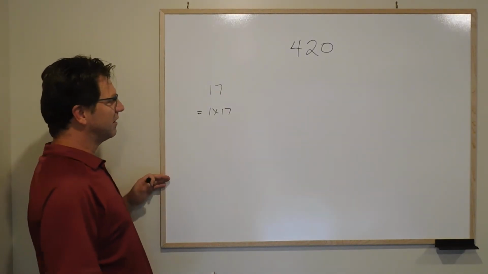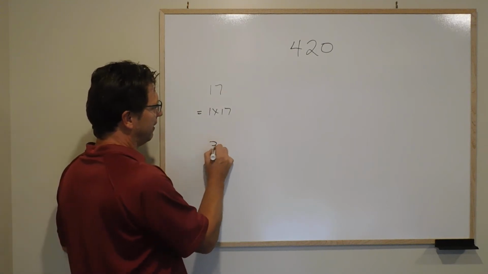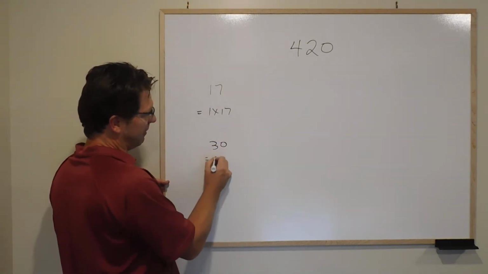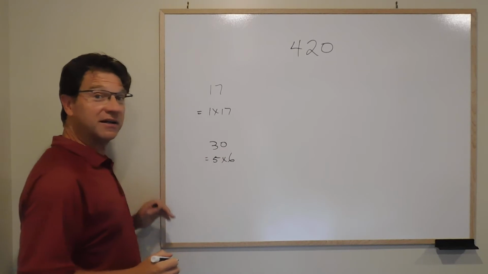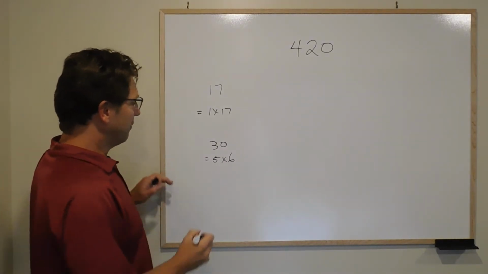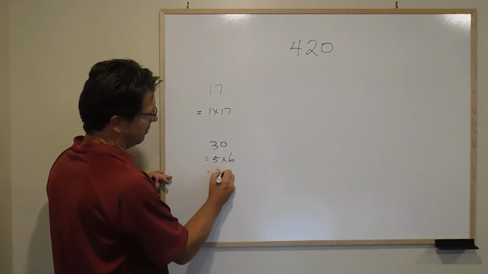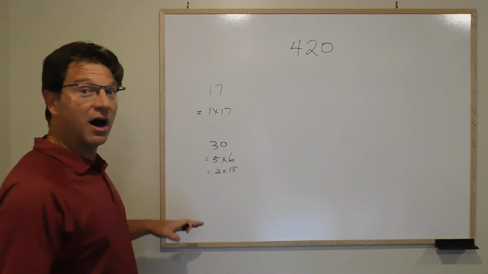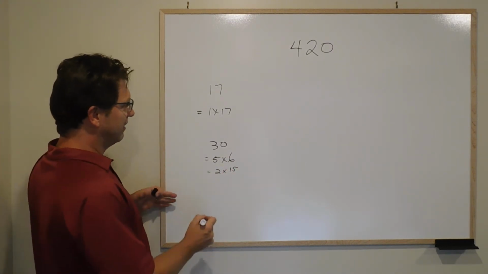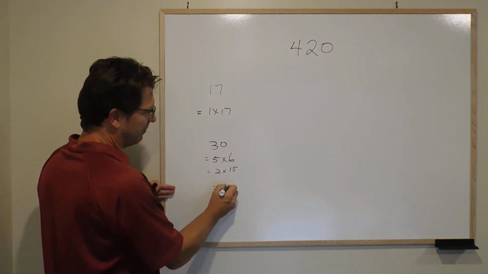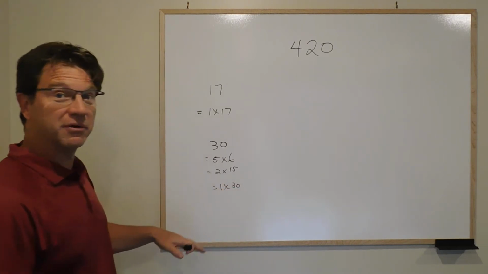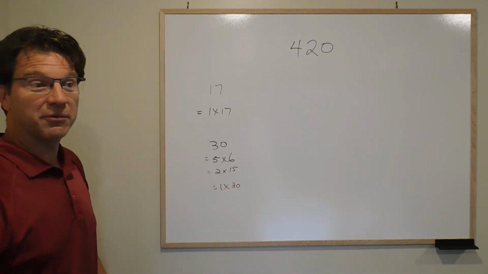So let's take a number like 30, because I know 30 can be 5 times 6, right? And I know 30 can be 2 times 15. So there are options other than just 1 times 30. 1 times 30 is an option, but not the only option of a composite number.